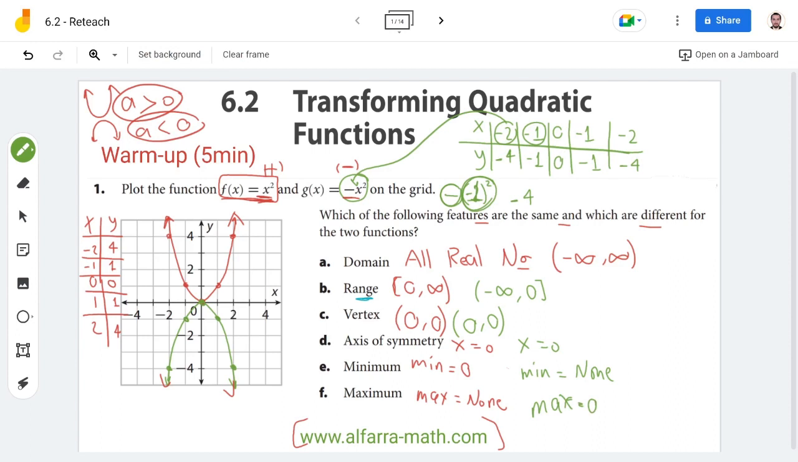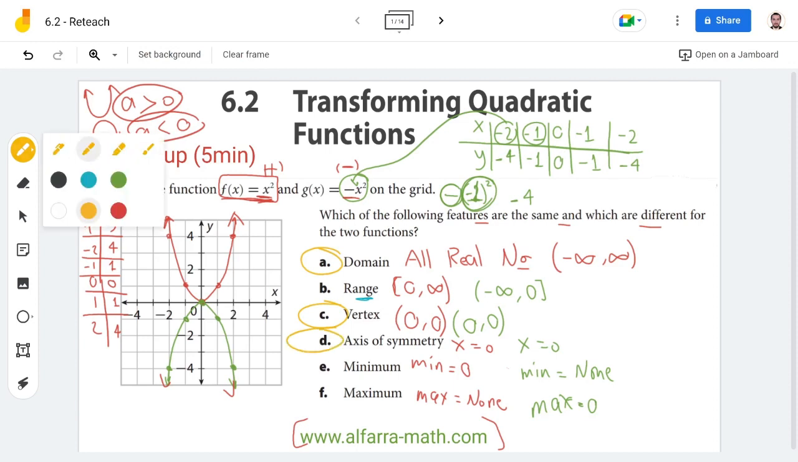So now if you look at both graphs, they share the same domain, the same vertex, and the same axis of symmetry. So as you can see here, only the range, minimum, and maximum are the different things between a positive quadratic graph and a negative quadratic function.